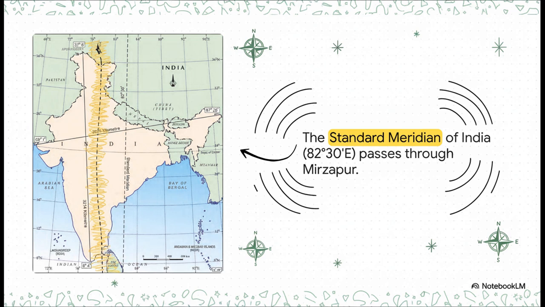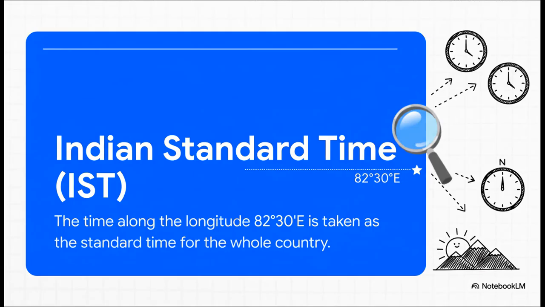This line that you see here is our standard meridian. It passes through a place called Mirzapur in Uttar Pradesh. The time on this line, 82 degrees 30 minutes east, is taken as the official standard time for the whole country. And that is what we call Indian Standard Time, or IST. It's why our watches all show the same time.